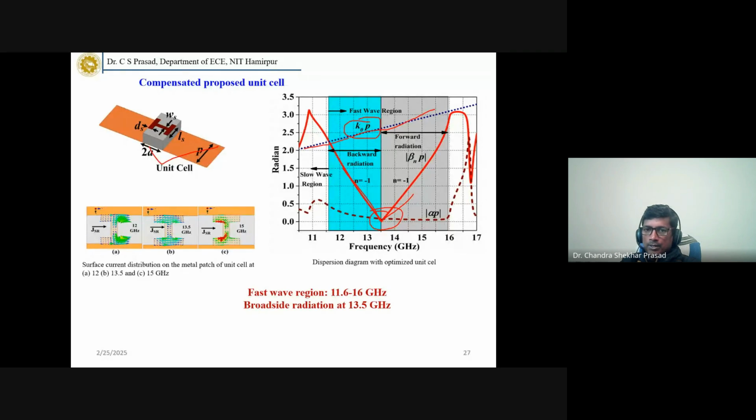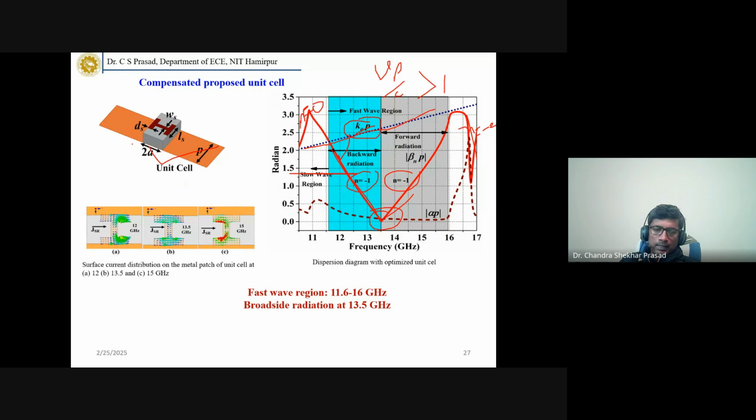So to have a fast wave, your beta line should be below this air line. Then you will have Vp by C greater than 1. And this will happen if you take n equal to -1 in the original equation. That's why this is written n equal to -1. This is also n equal to -1, but this is a fast wave. Similarly, here this will be n equal to -2 and so on. And this part is the n equal to 0 part, the fundamental mode.